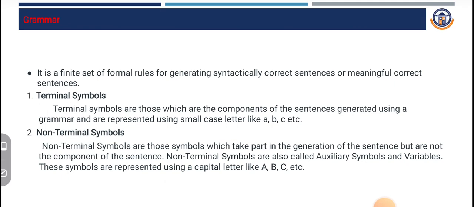The next one is the S. S is the starting symbol of the grammar. The starting symbol of the grammar is always an uppercase letter.